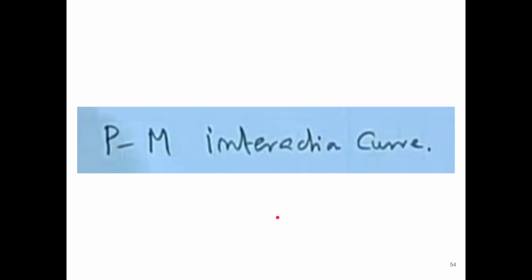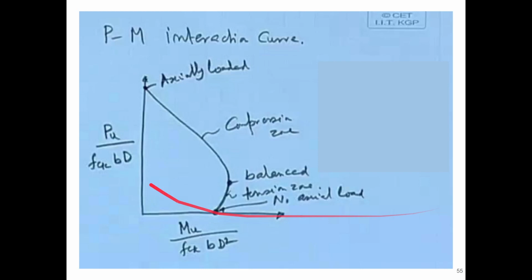So based on the PM interaction curves, this is the PM interaction curve, we have to find these ratios: Pu by fck bd and Mu by fck bd square. If after plotting, our point is somewhere here, that means the Mu component is 0. That means the column is axially loaded, because only the Pu value is there.